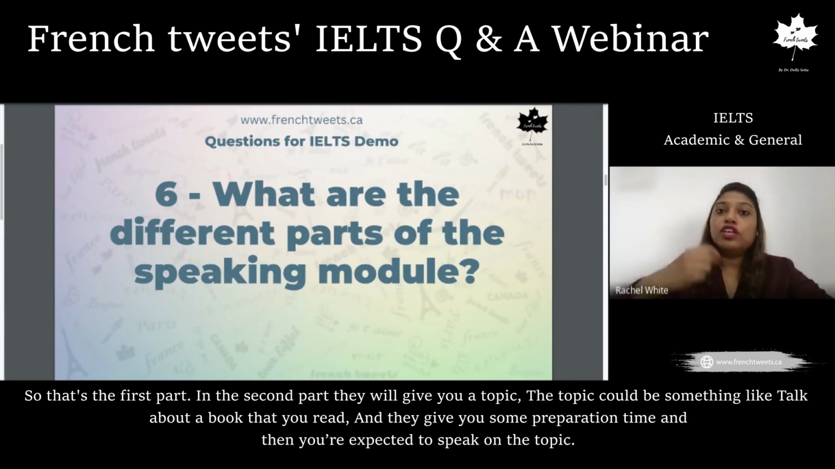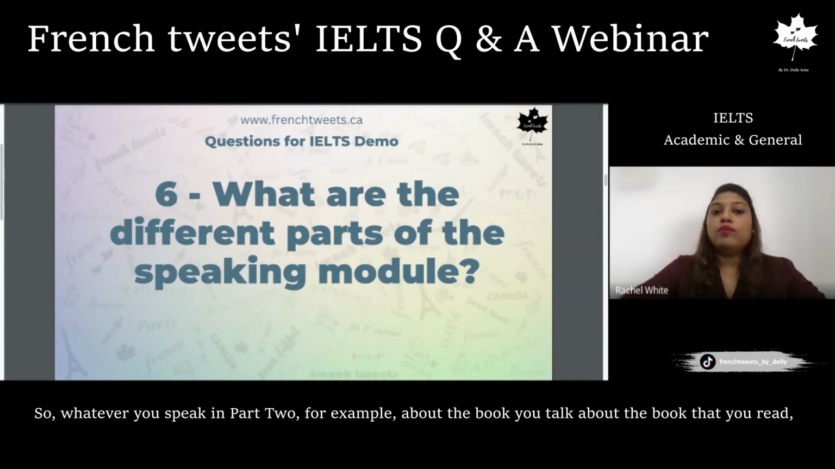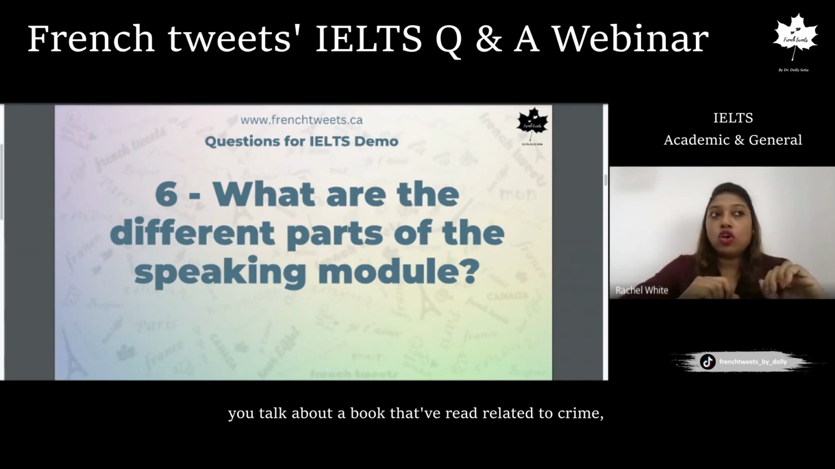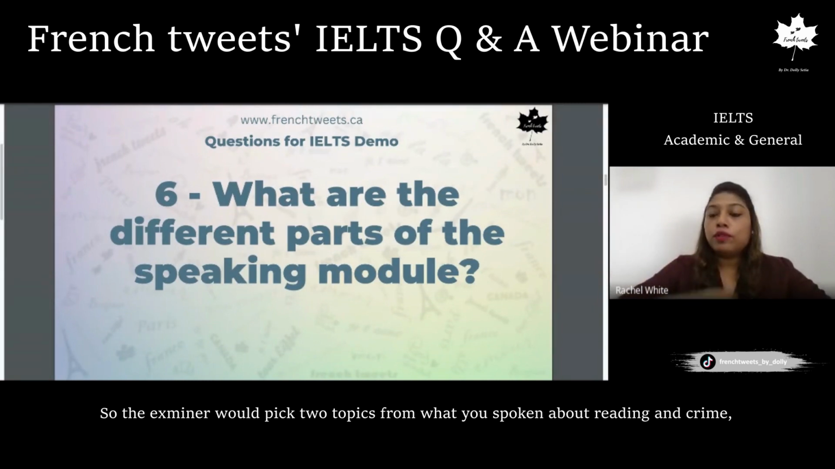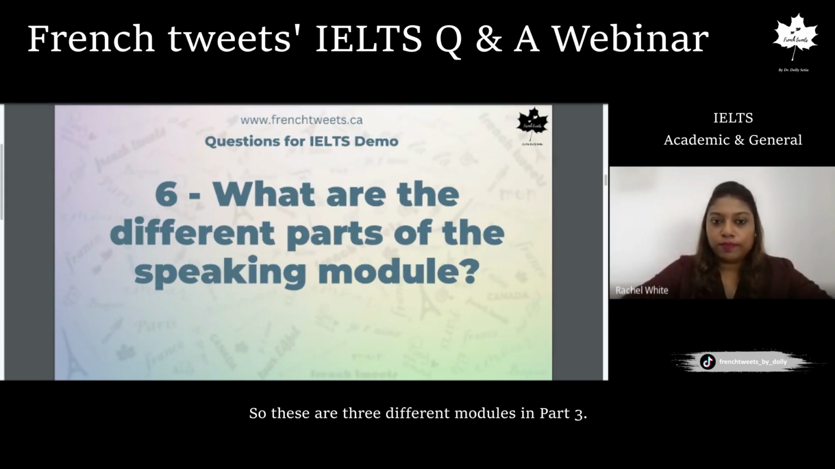The second part, they will give you a topic. The topic could be something like talk about a book that you read. They'll give you some preparation time, and then you're expected to speak on that topic for 2 minutes. And the third part is a discussion topic round. So whatever you speak in part two, say for example about a book that you read related to crime, the examiner will pick 2 topics from what you've spoken about, say reading and crime, and ask you further questions about it in part three. So these are the 3 different parts of the speaking module.